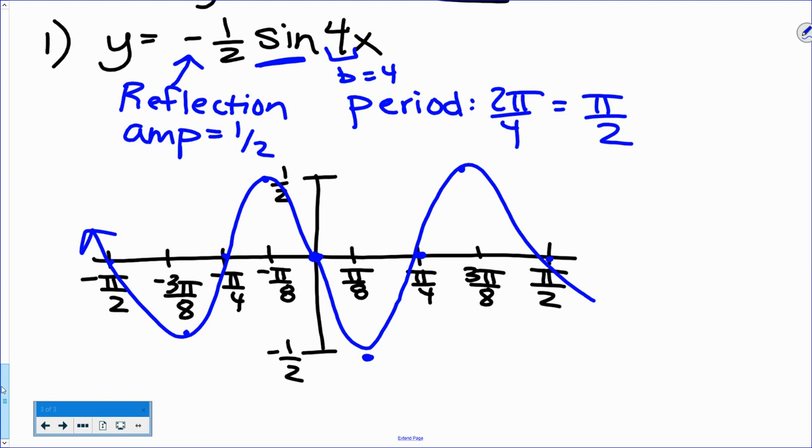So your amplitude will change your y-axis scale. Your b term is going to change the period, which then changes your x-axis scale. That's all I really need, hopefully, to be able to wrap up that last Math Excel required assignment of yours. Good luck.